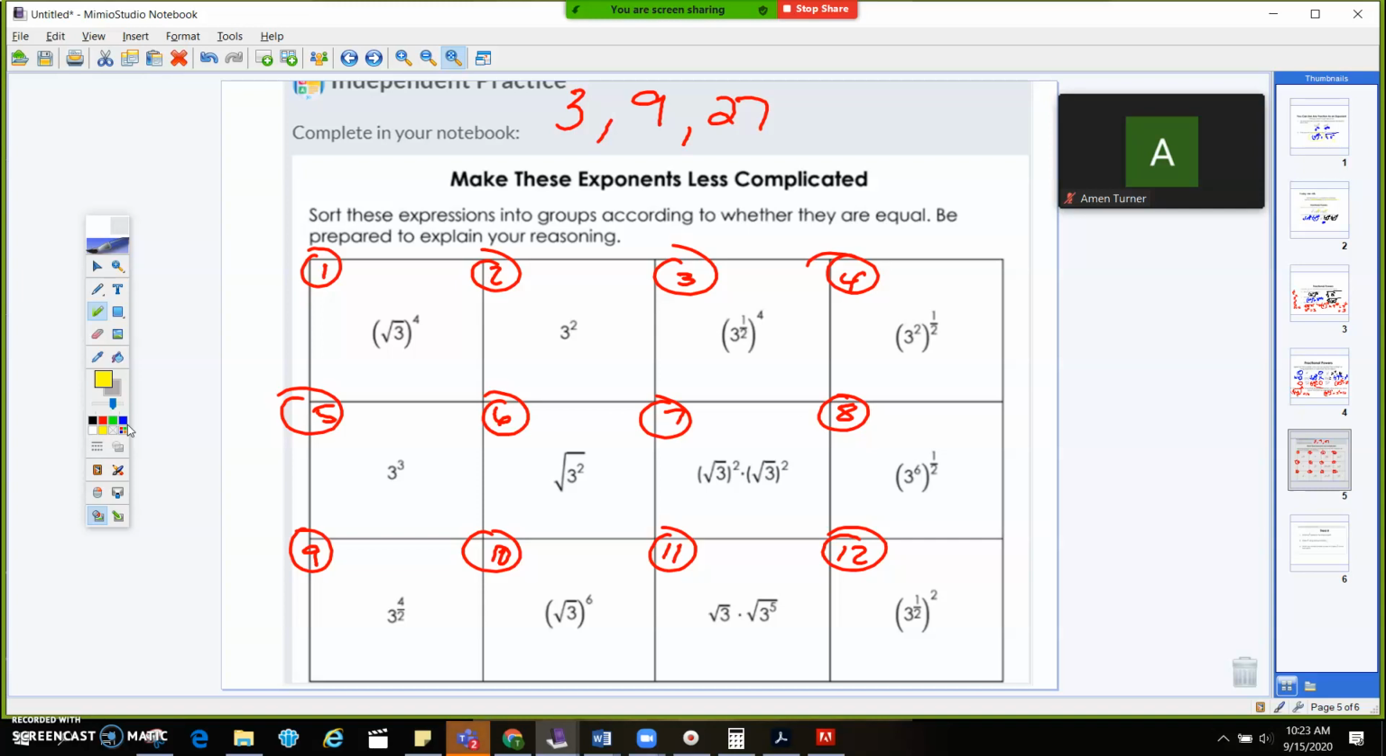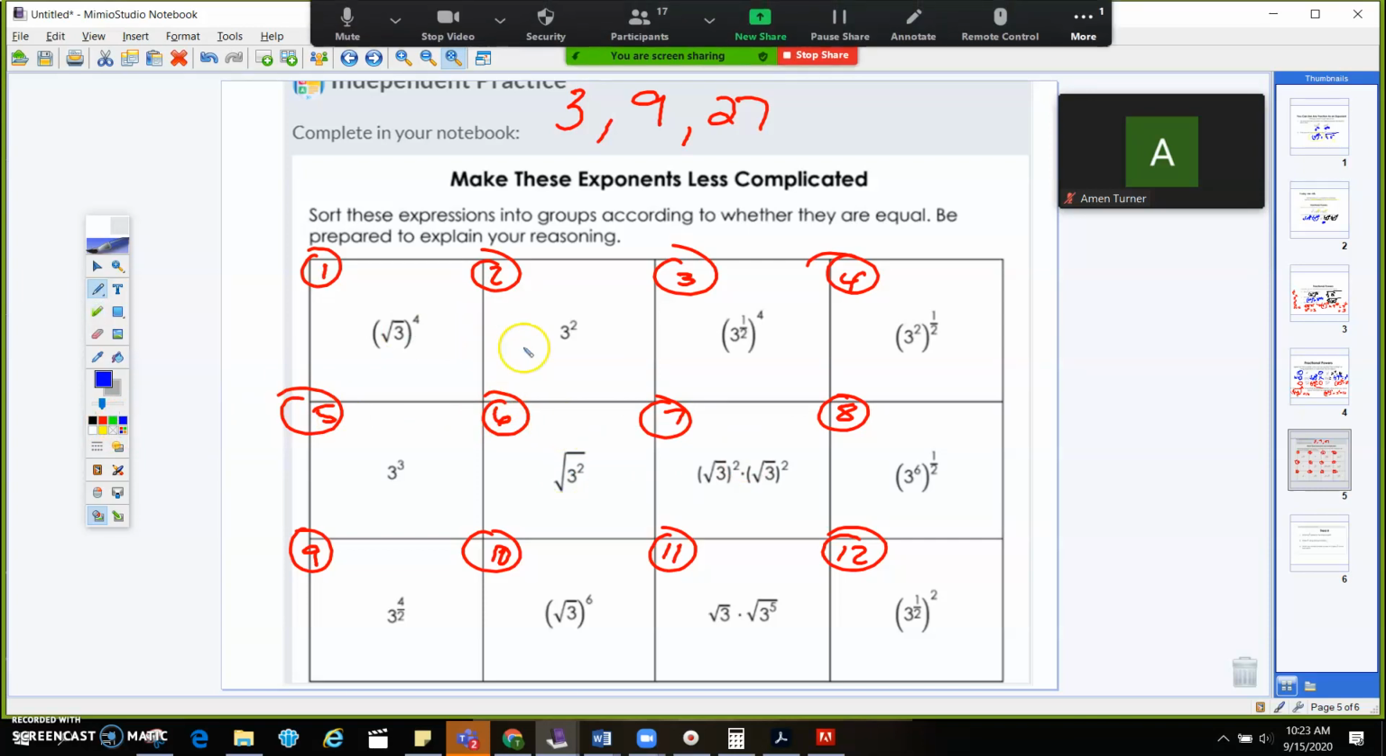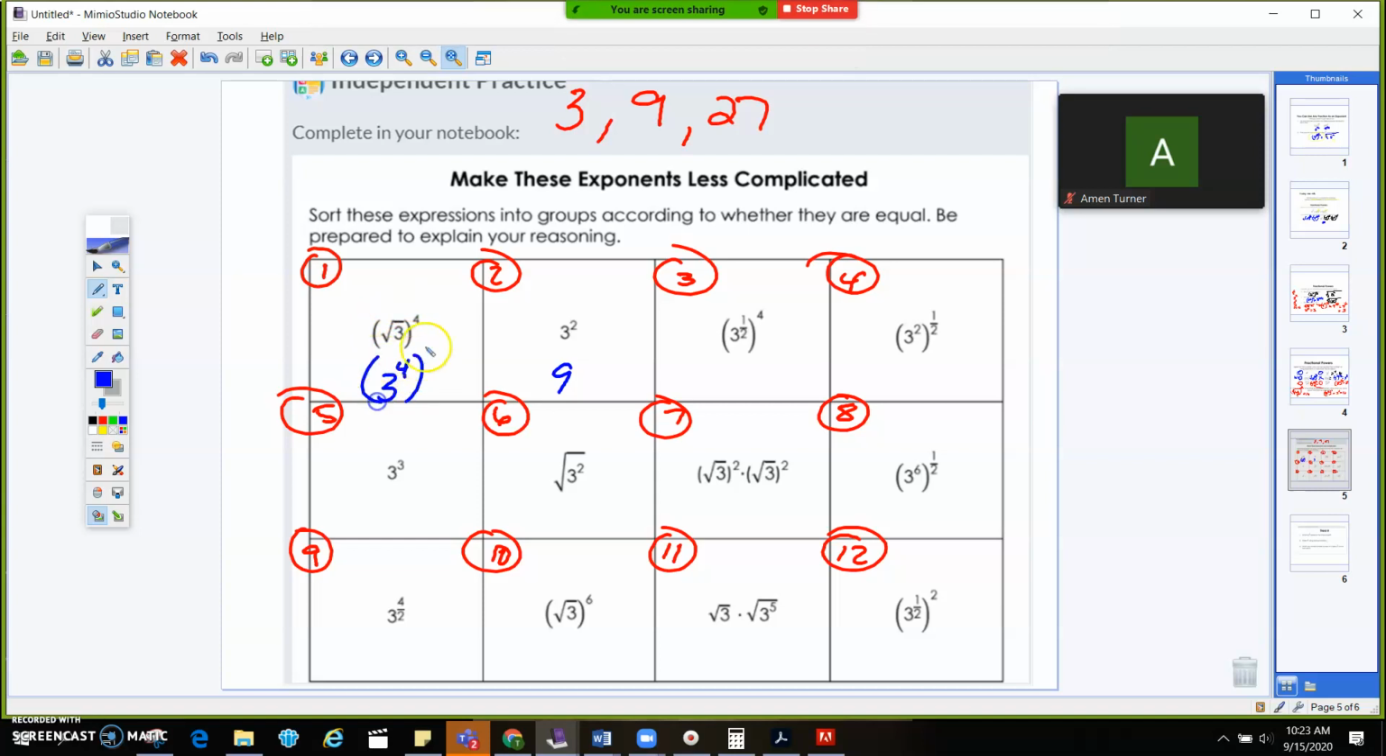2 and 5. You sure? Because on 2, we've got, well, let's do this. Let's simplify all of them, and then we can kind of group them. Does that work? Okay, so 3 squared is going to be 9, right? On number 1, we've got 3 raised to the 4th power, and we're going to raise that to the 1/2. So 4 times 1/2 is really going to give us the 2nd power. So really this is 3 to the 2nd power. Well, aren't these the same thing then?